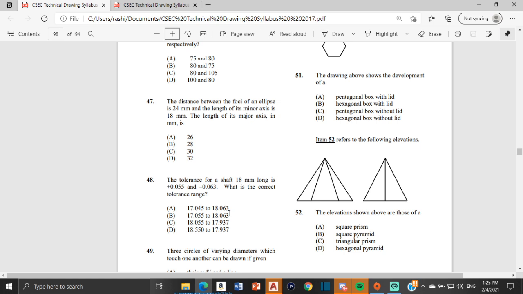When we talk about tolerance, we're talking about an acceptable range. And if the acceptable range in this case is plus 0.055 and minus 0.063, then we'd have to add 0.055 to 18 and subtract 0.063 from 18, and then that range would be the acceptable range. So in this case, the answer would be C, 18.055 to 17.937.